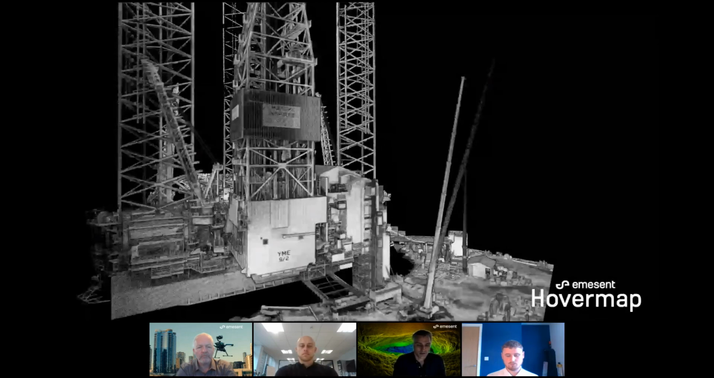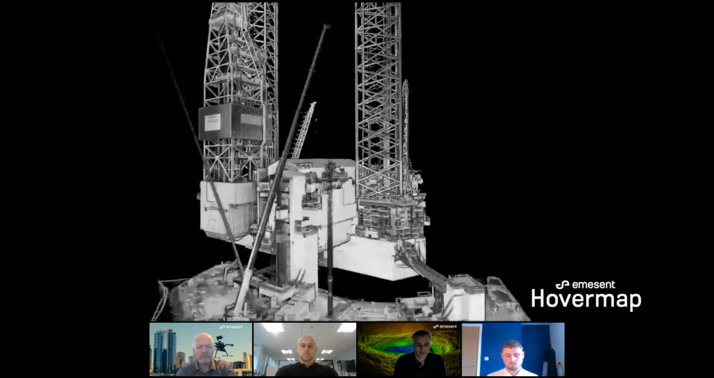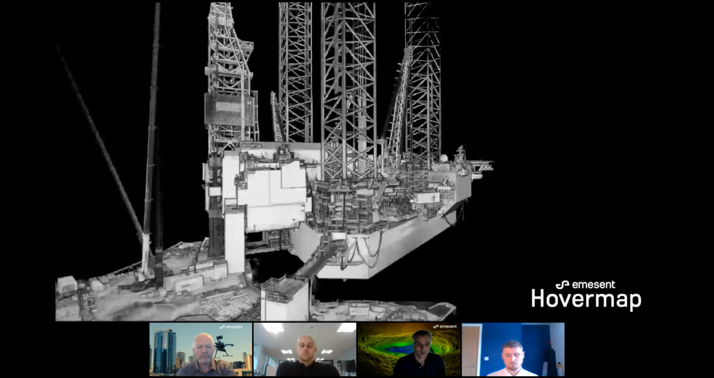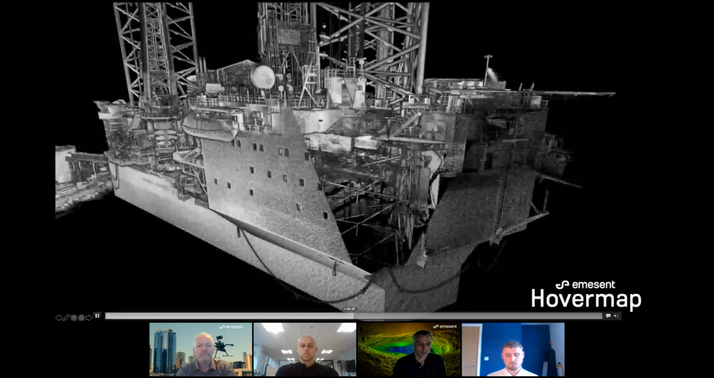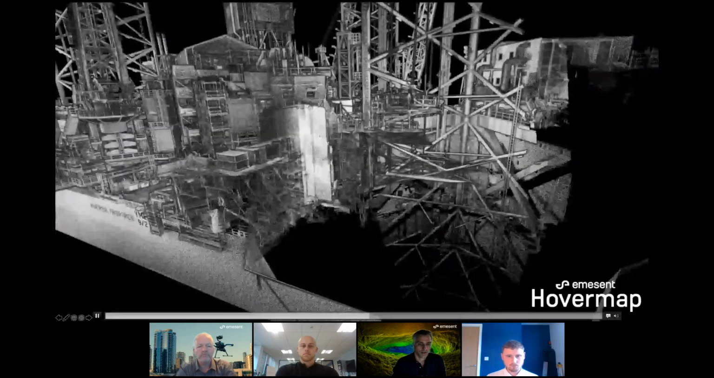So it's not 100% coverage of this entire rig, but you can see it's pretty well covered for that amount of time. And I'll skip a bit forward so you can see some of the detail, exterior, interior. Again, a combination of those two modes of scanning combined into one.